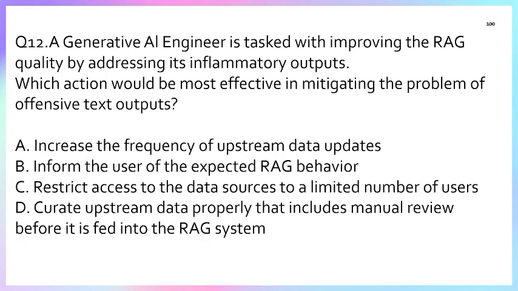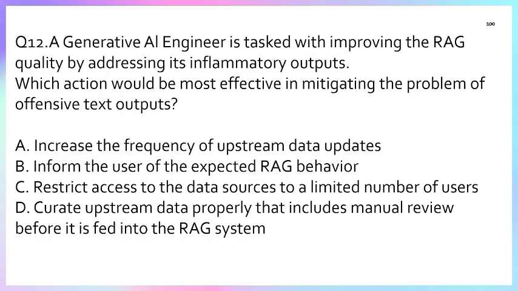Question number 12. A generative AI engineer is tasked with improving the RAG quality by addressing its inflammatory output. Which action would be the most effective in mitigating the problem of the offensive text output? So the correct answer is D. And why is it correct? What is the D answer?